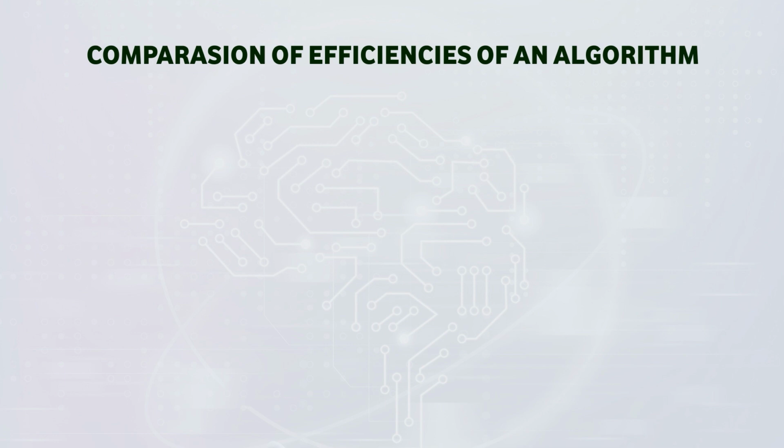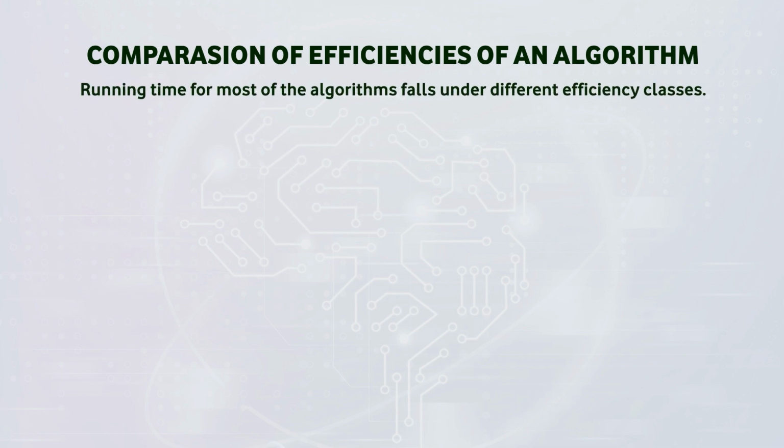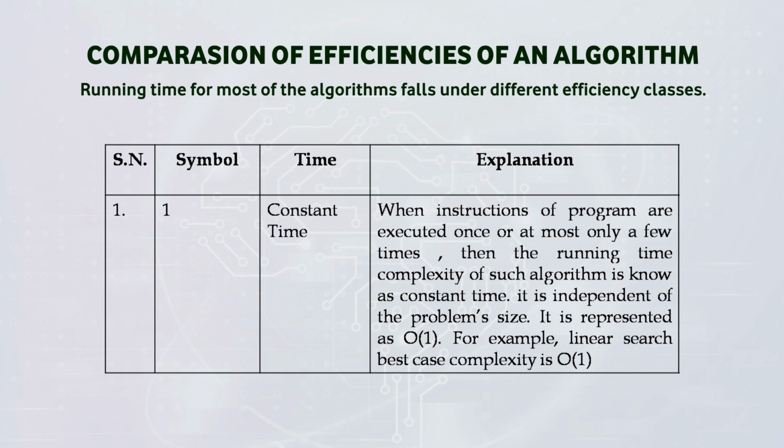When we compare the different efficiencies of an algorithm, we have a table. I have tabulated all the time complexities and their explanations respectively. So, the running time for most algorithms falls under different efficiency classes. That is, we can say big O of 1, the constant time. In which scenario can we get a constant time algorithm?